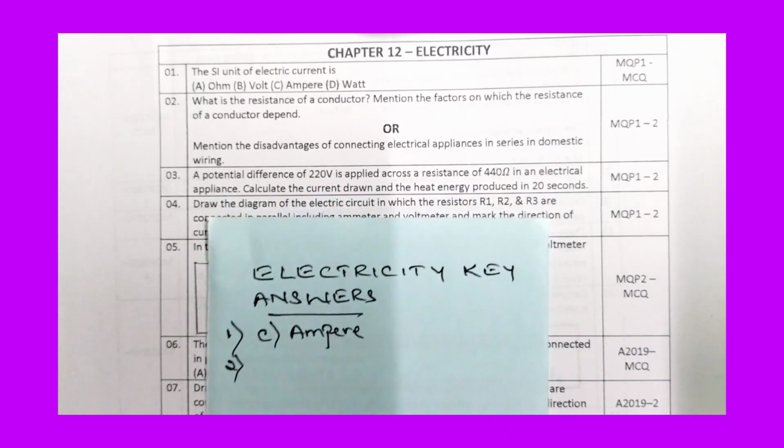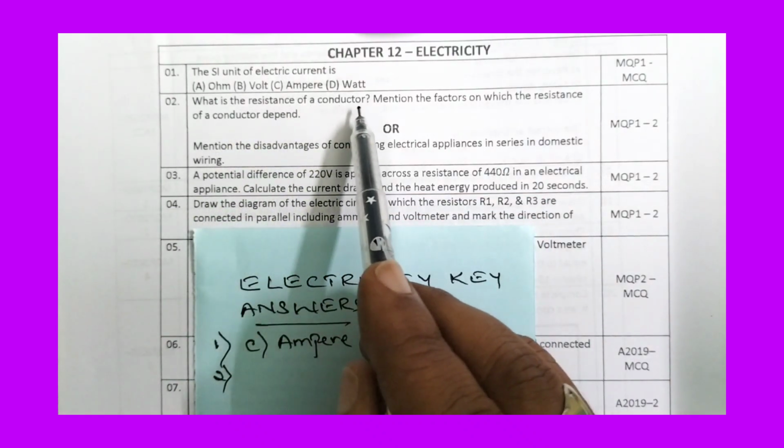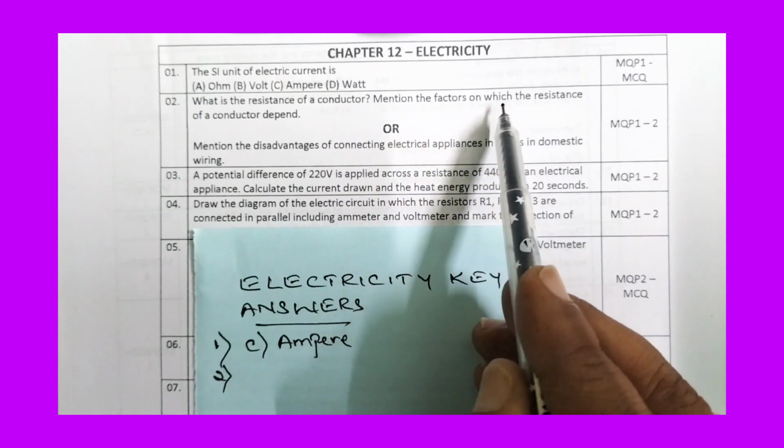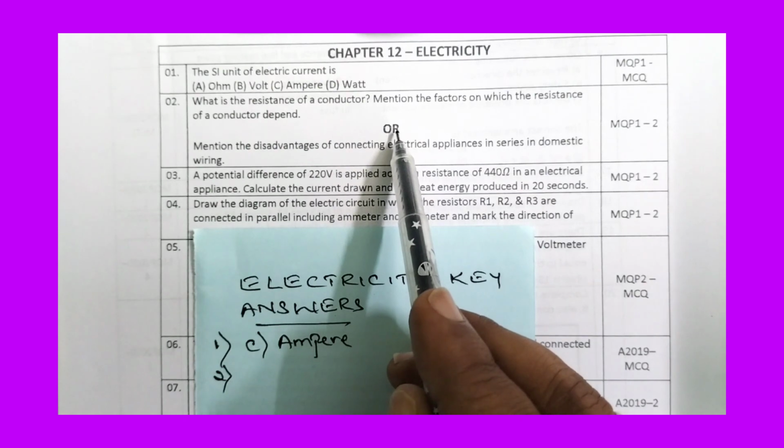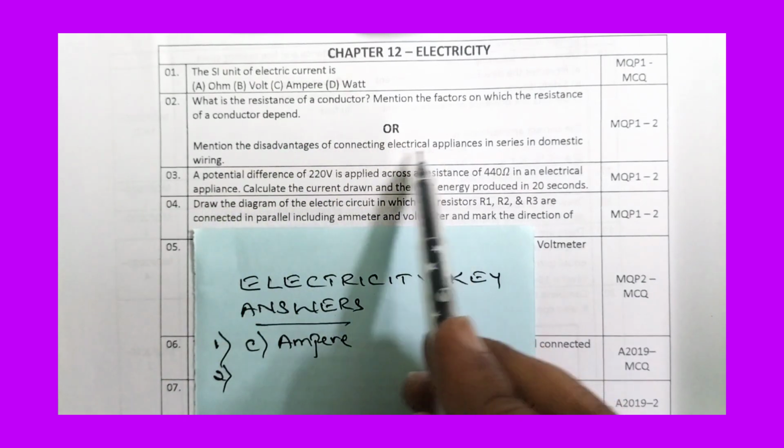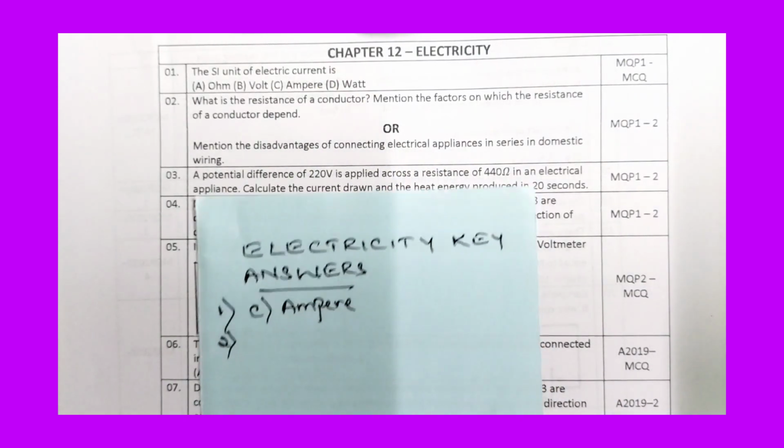Let us move to the second question. What is the resistance of a conductor? Mention the factors on which the resistance of a conductor depends. In that one, again, there is an internal choice question. Now let us answer both the questions.